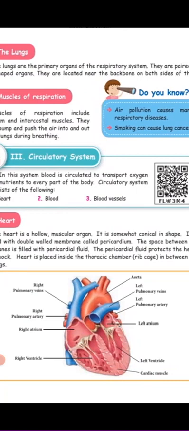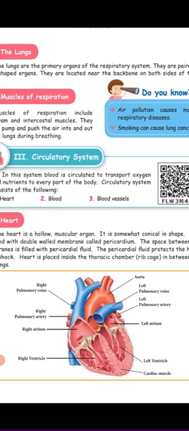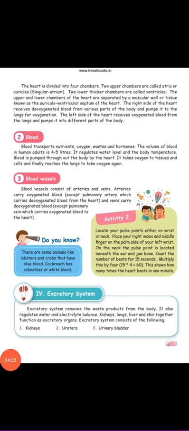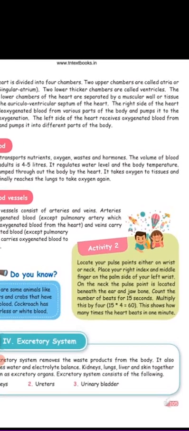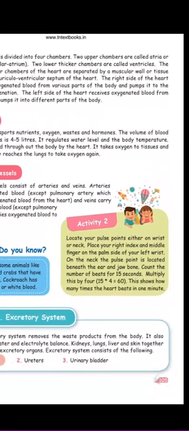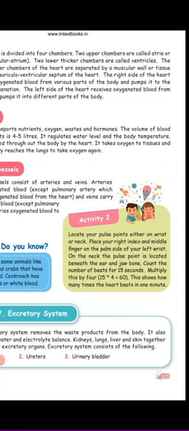So the upper chambers are called atria, and the heart is divided into four chambers: two upper chambers and two lower, thicker chambers. The two upper chambers are called atria or auricles, and the two lower chambers are called ventricles. Clear? How many chambers is it divided into? Four chambers, two upper and two lower. Upper chambers are called atria and the lower chambers are called ventricles. So what is it doing? What is it doing, ma?